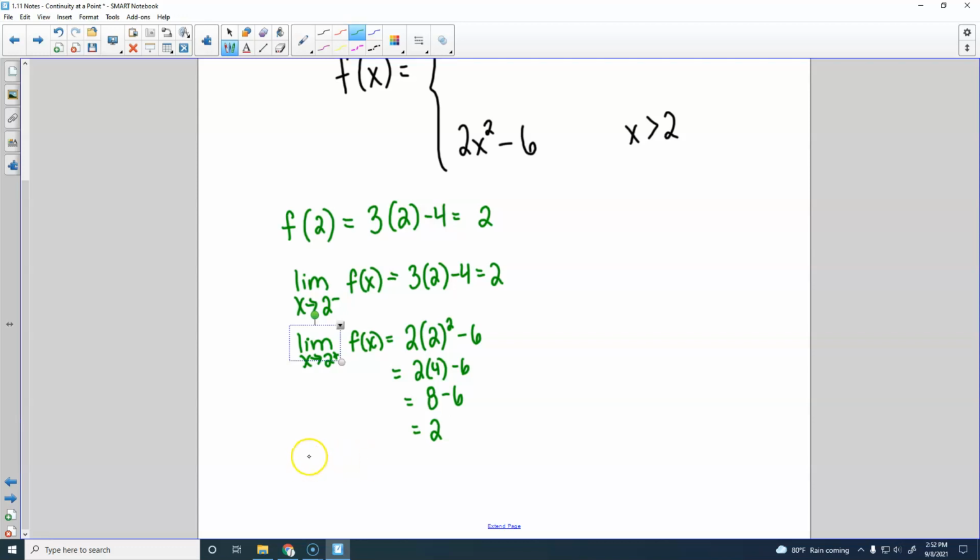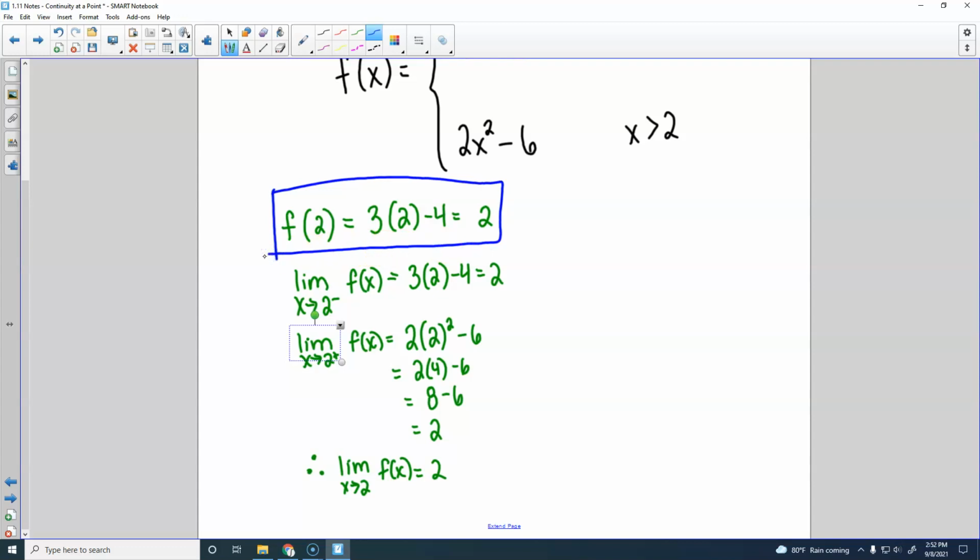So that tells us, therefore, the limit as x approaches 2 of f of x from both sides has to equal 2. So the first thing we had here was we did f of 2. The second thing is we did that limit as x approaches 2 from both sides, and we had to consider those separately.